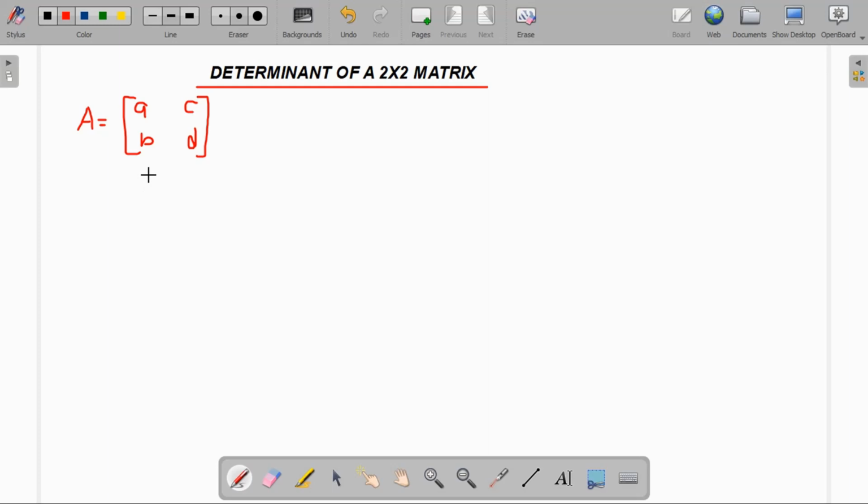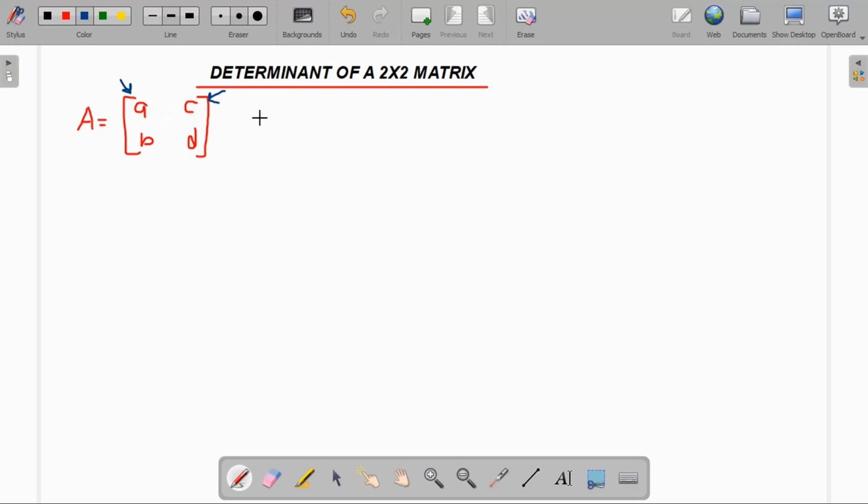Number one, multiply the elements which are in the major diagonal, which is this diagonal here. You also multiply the elements which are in the minor diagonal. And then you subtract the product of the minor diagonal from the product of the major diagonal.